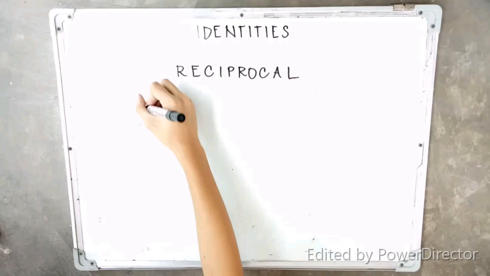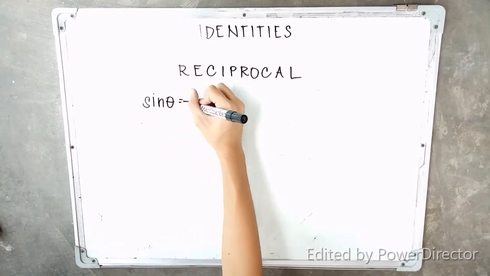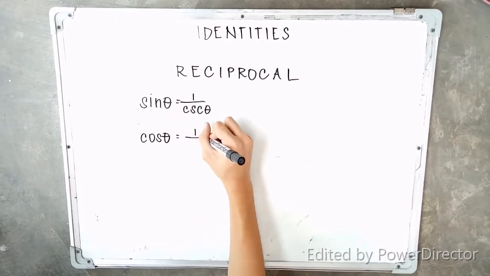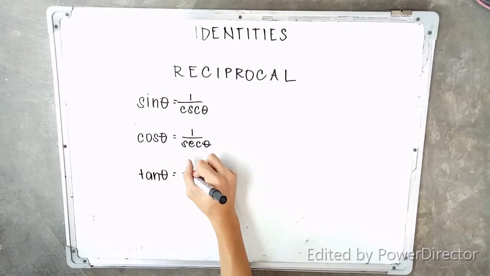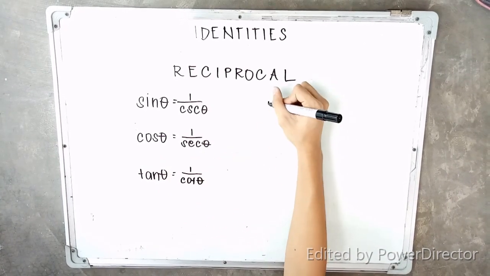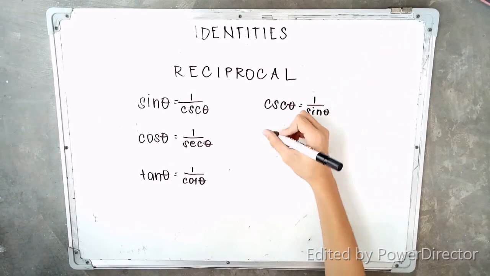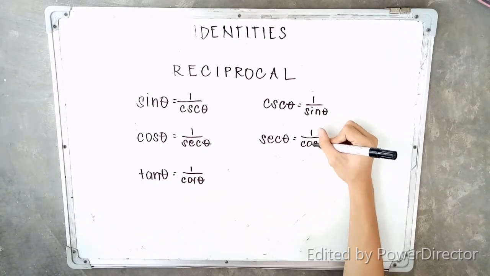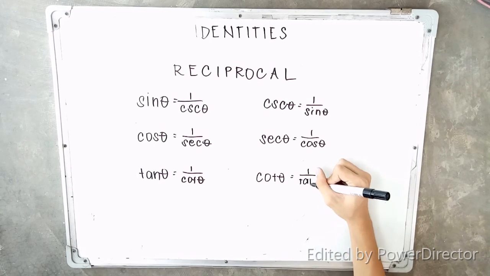In verifying identities, we first need to remember the reciprocal identities, which are: sine theta is equal to 1 over cosecant theta. Cosine theta is equal to 1 over secant theta. Tangent theta is equal to 1 over cotangent theta. Cosecant theta is equal to 1 over sine theta. Secant theta is equal to 1 over cosine theta. Cotangent theta is equal to 1 over tangent theta.